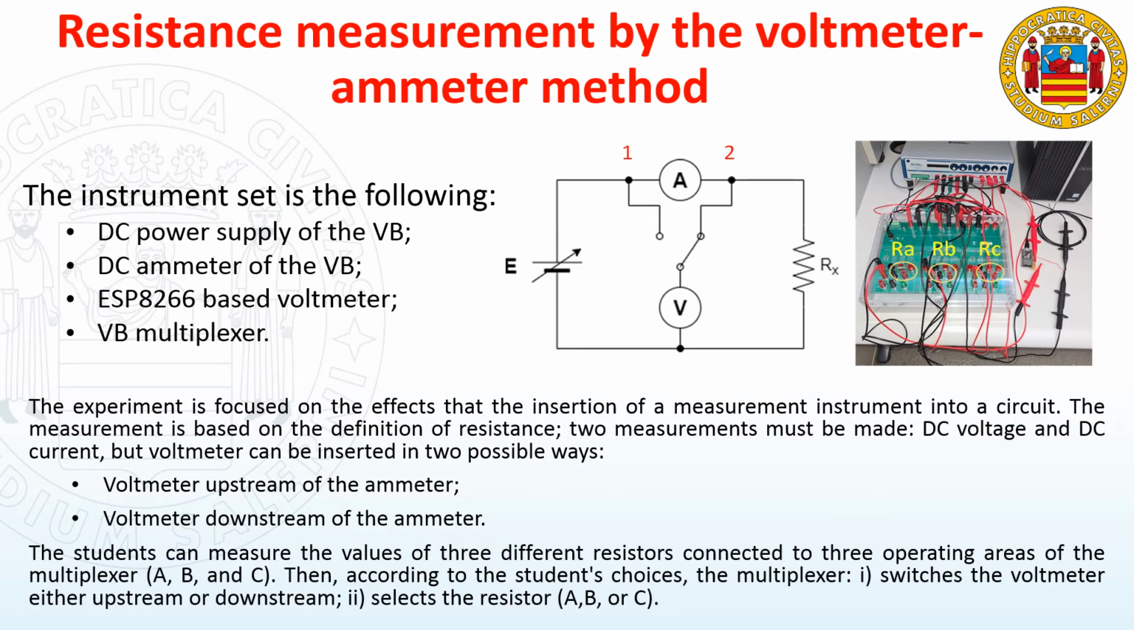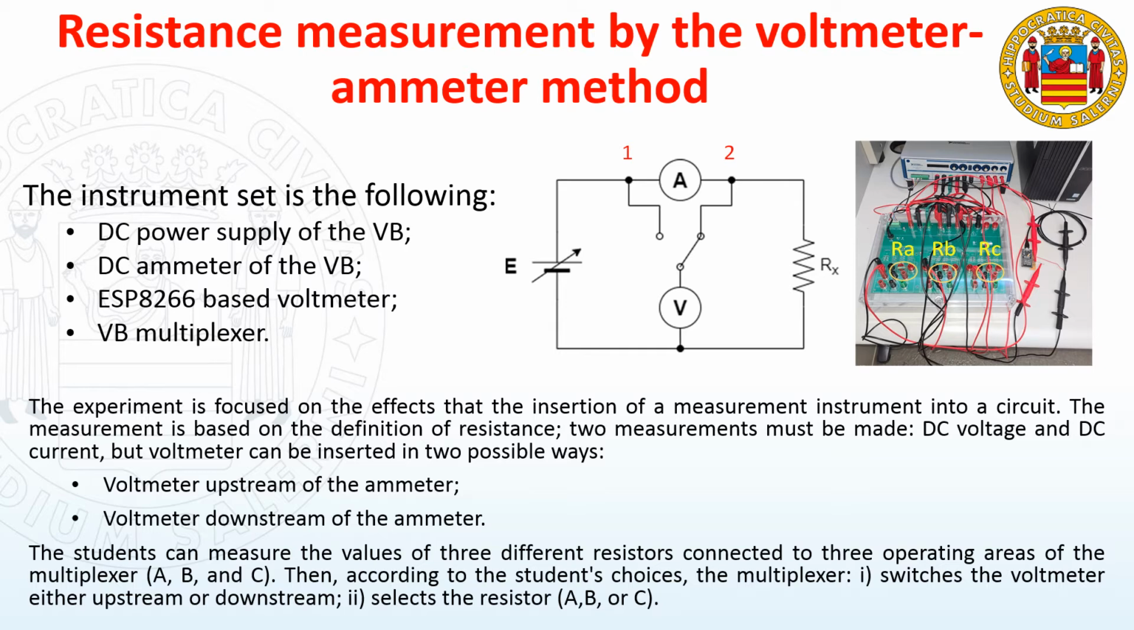The last laboratory experience reported here for the electronic measurement course is represented by the resistance measurement by the voltmeter-ammeter method. The instrument set is the following: a DC power supply of the virtual bench, the DC ammeter of the virtual bench, an SP8266 based voltmeter, and the virtual bench multiplexer. In particular, the experiment is focused on seeing the effects of the insertion of a measurement instrument into a circuit. More in detail, the measurement is based on the definition of resistance. 2 measurements must be made: the DC voltage and the DC current.